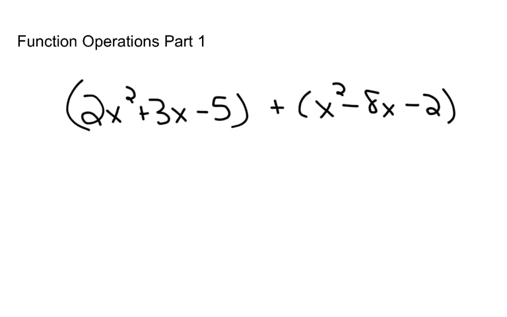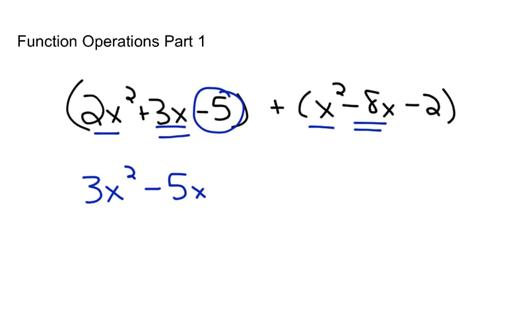In order to talk about function operations, I want to start back with something that we should know how to do, which is adding polynomials. When we add polynomials, we look for like terms. So, for example, 2x squared and x squared are like terms. When you add them, you get 3x squared. 3x and negative 8x are like terms. When I add them, I get negative 5x. And negative 5 and negative 2, which are both constants, are also like terms. When I add them, I get negative 7.